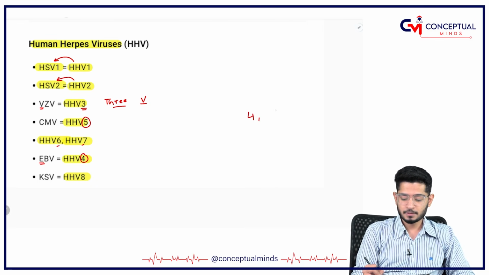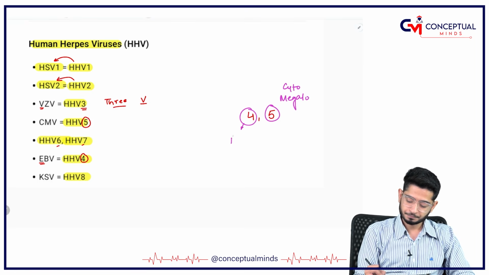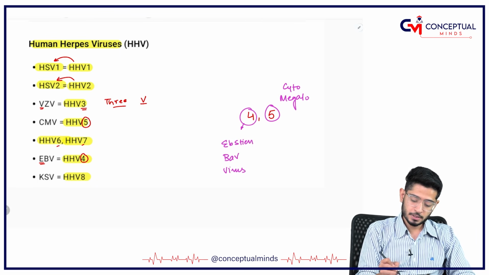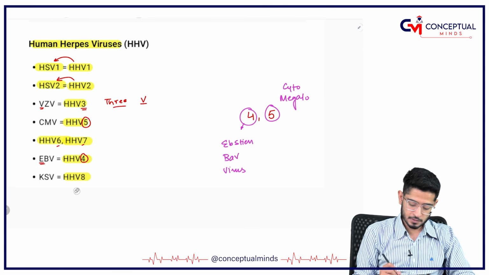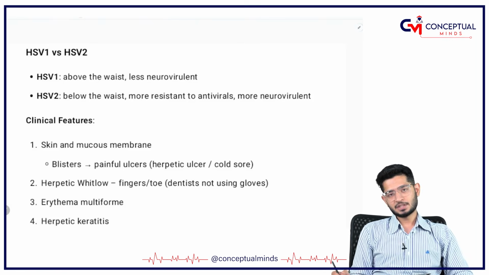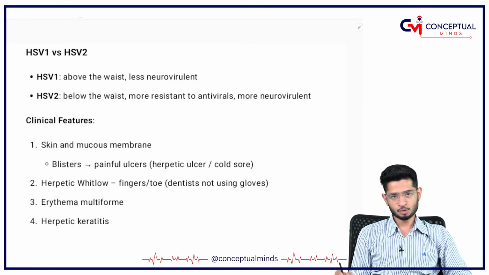People confuse between 4 and 5. Remember, 5 is mega, a big number. So this is going to be CMV. And 4 is going to be Epstein-Barr virus, Epstein-Barr virus, and 8 is going to be Kaposi sarcoma. 8 is going to be which one? Kaposi sarcoma. So we'll start with HSV1 and HSV2, that is herpes simplex 1 and herpes simplex 2.